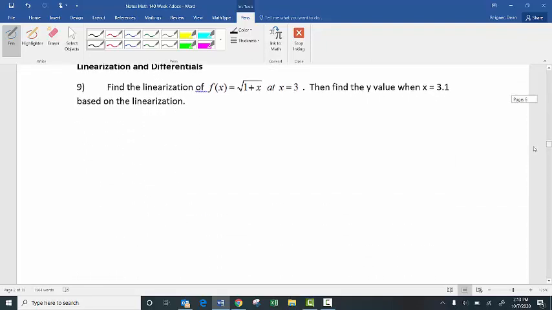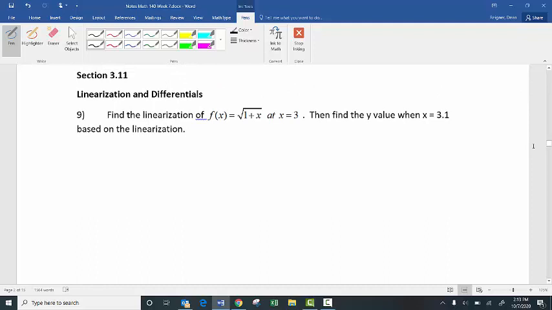So the last thing we have to do is a problem on linearization. Linearization. This just means it says find the linearization. That just means find the tangent line. That's all it means. Tangent line. So what we're going to do is we're going to find the tangent line first, okay? After we find the tangent line at x equals 3, what we're going to do then is we're going to find what the value of 3.1 is, okay?